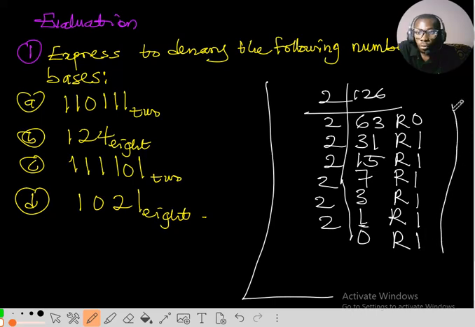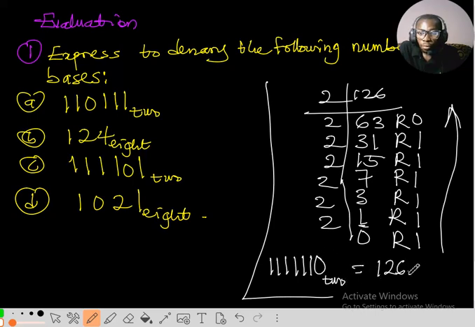If you read it up, it will give us exactly the same question where we started from. 1111110 base 2 is the same thing as 126 base 10, and that is the question we just solved. So this is a means of checking. You can just check with that to know maybe what you have done is right or wrong.